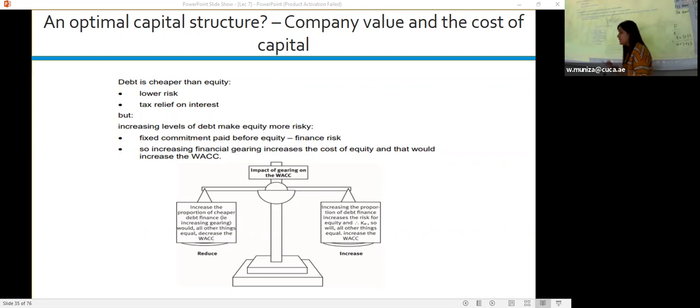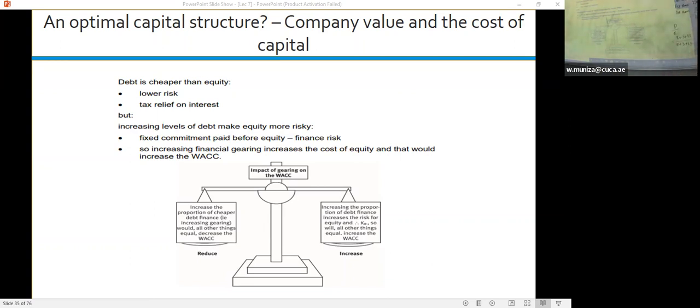So when we are going to increase the debt financing, this point is in our mind that WACC is going to reduce because we are using a cheaper source of finance. But if we are going to increase it, then what is going to happen? Increasing the proportion of debt finance increases the risk for equity and cost of equity. So all the other things equal, increases the WACC. Why is it going to increase the WACC? Because after a certain limit, the investors will be requiring a higher rate of return. So there must be a balance in between these.